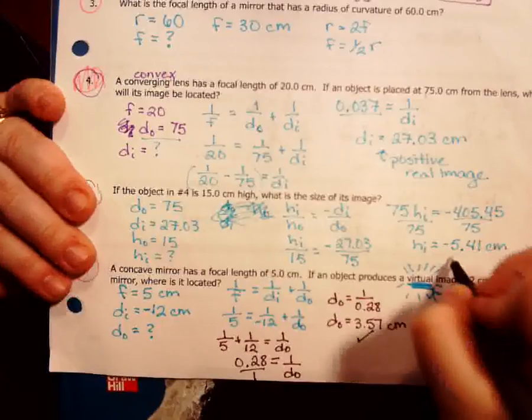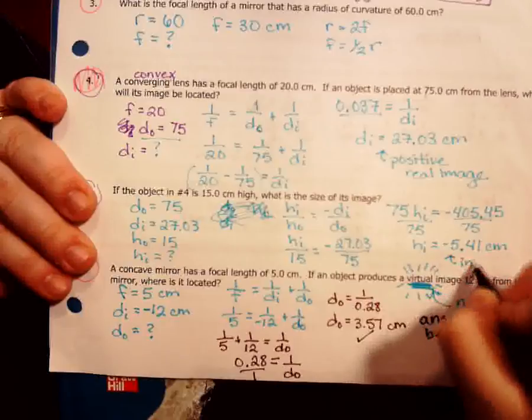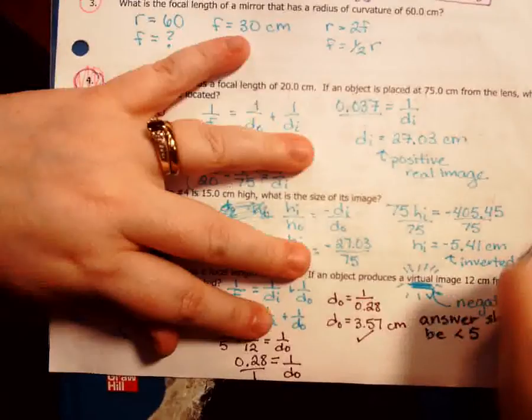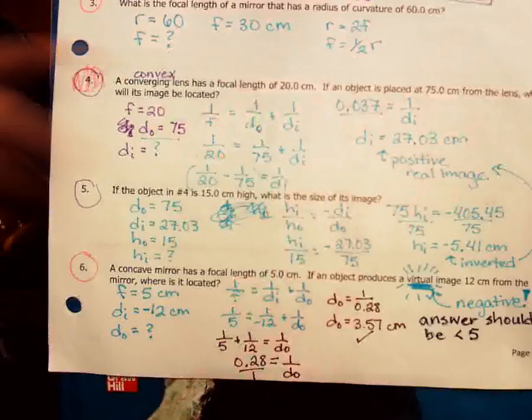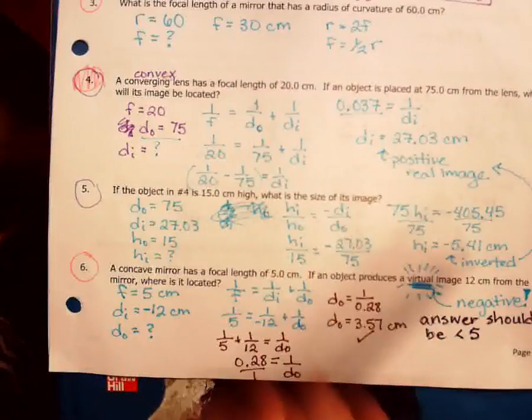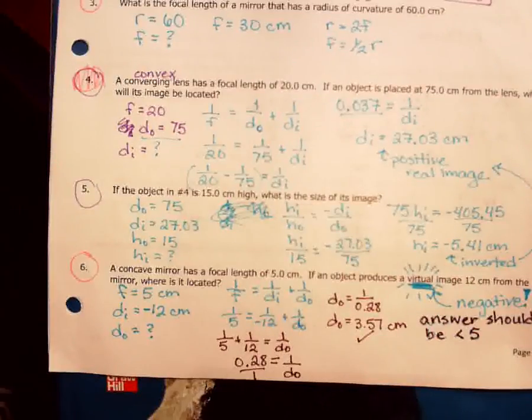centimeters. The fact that it's negative means that it's inverted, which matches up with it being real. These two should always have opposite signs. Keep that in mind. It's important.